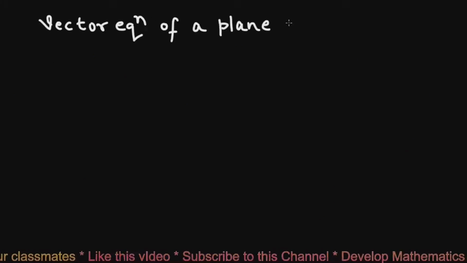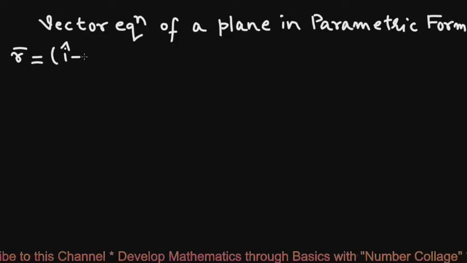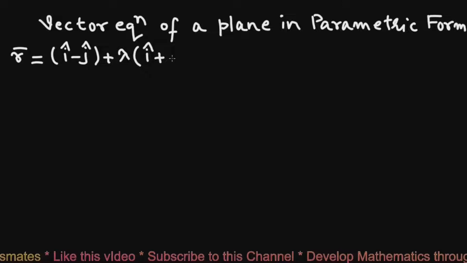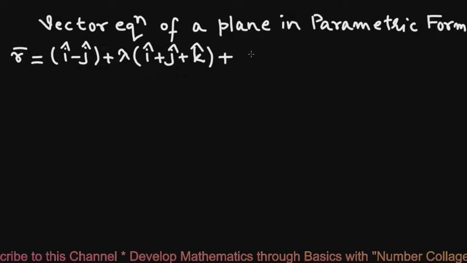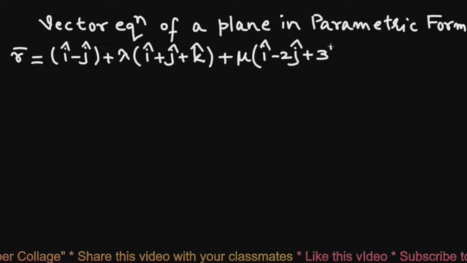We are given the vector equation of a plane in parametric form as r bar equals i cap minus j cap plus lambda times (i cap plus j cap plus k cap) plus mu times (i cap minus 2 j cap plus 3 k cap).